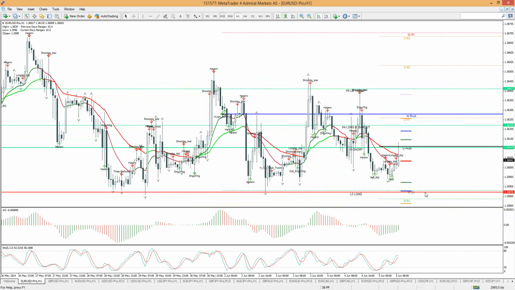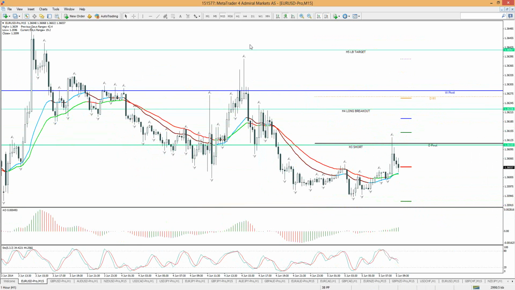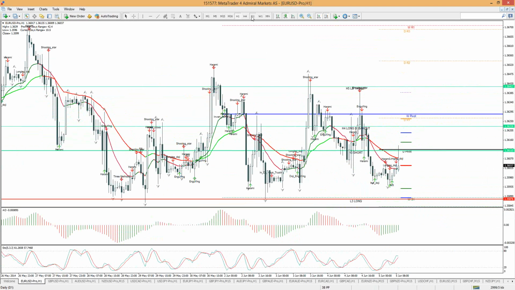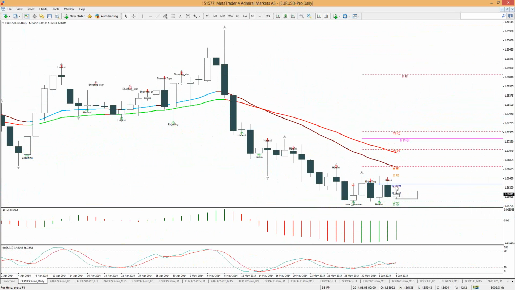For the euro dollar, I really don't have anything to add, besides that. At the moment, there's some good selling pressure, but we got 6 minutes to go. You can take a look at the daily for the fun of it. Daily still looks bearish to me.